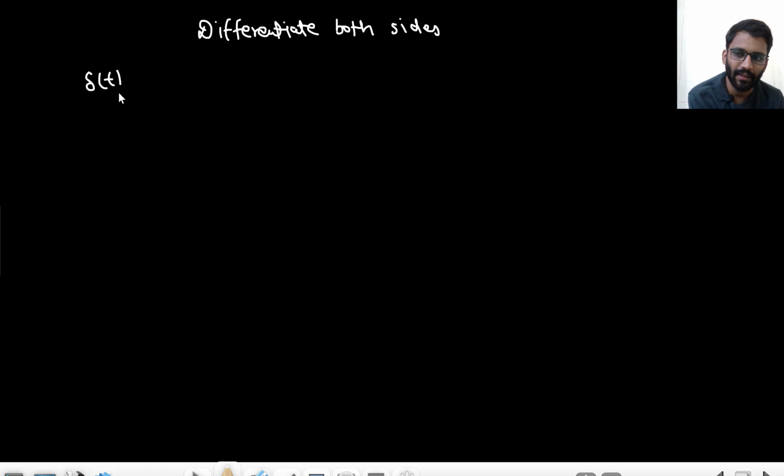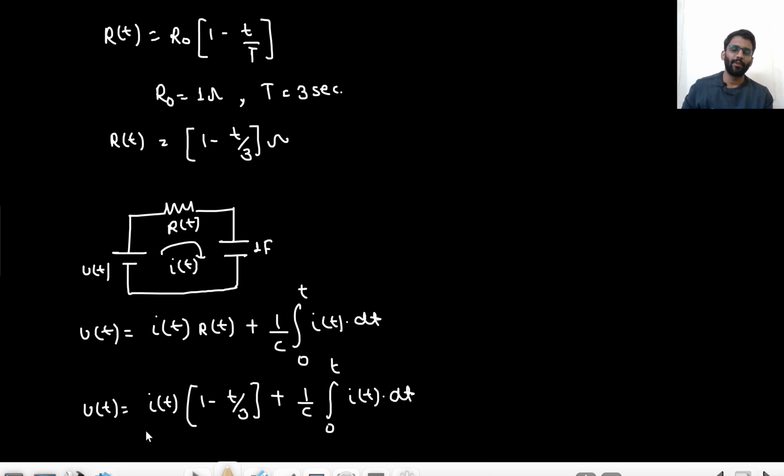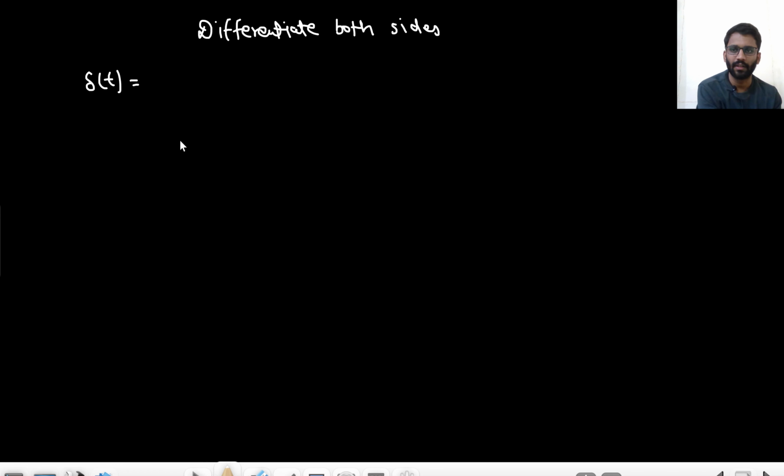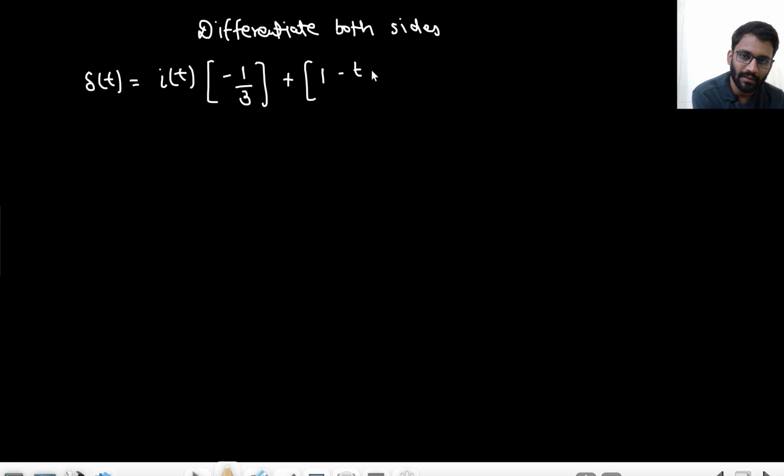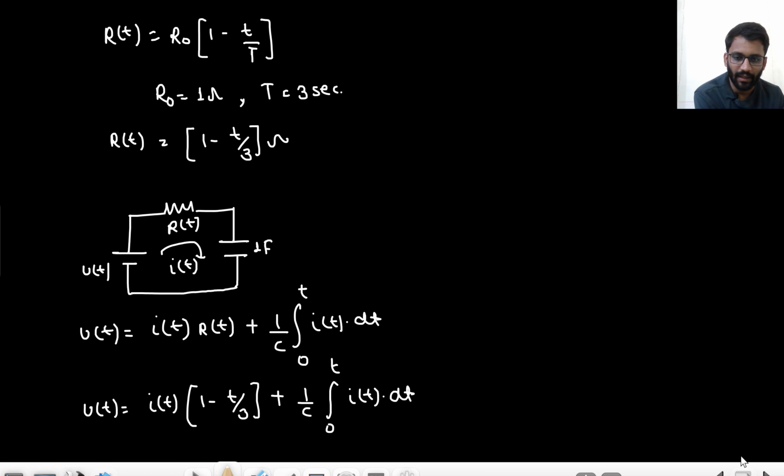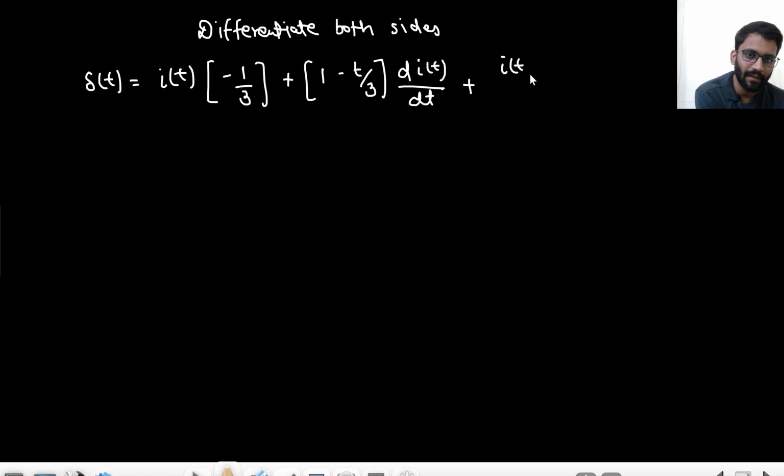So here I will get delta t. Here what will I get? U into V, right? This is the time domain function U into V. So first as it is, differentiation of second, that I need to do. First as it is, differentiation of second would be minus I by 3. Then second as it is, differentiation of first would be dI by dt plus I by C. I am writing it by C.